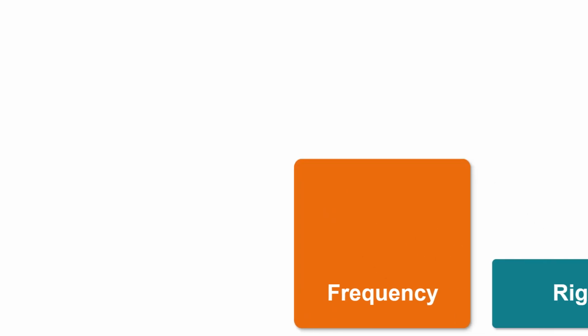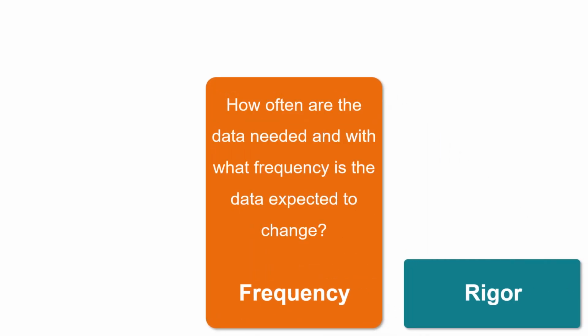As we wrap up, let's take a look at some other important data collection considerations. First is frequency. How often are the data needed, and with what frequency is the data expected to change? For example, in-person surveys can take a long time to administer and analyze, therefore they are more appropriate for monitoring outcomes that won't change rapidly.